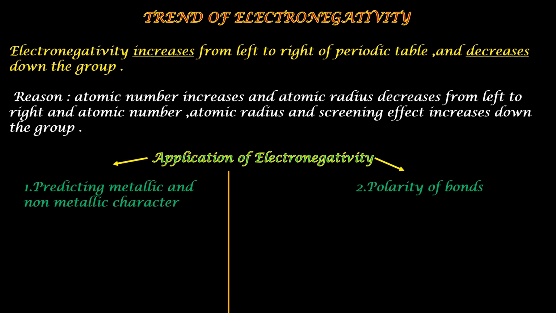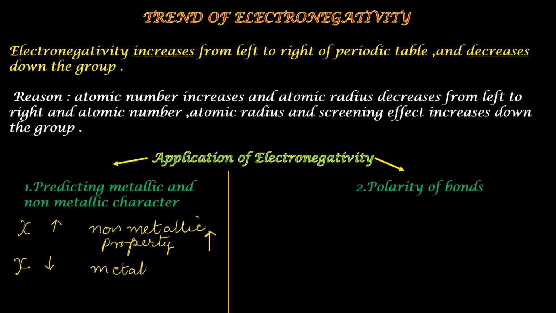Before we discuss that, let us see how metallic and non-metallic character is predicted. As electronegativity chi increases, the non-metallic property also increases. We have already seen that in the whole periodic table, fluorine has the greatest electronegative value equal to 4. So, fluorine has greatest non-metallic property. Similarly, when chi decreases, metallic character increases. So cesium, which has the least electronegativity, has greatest metallic property.